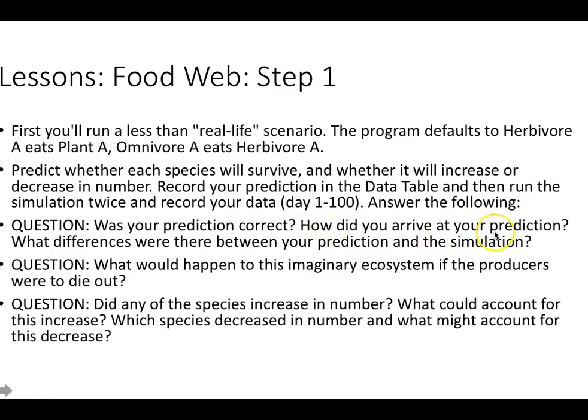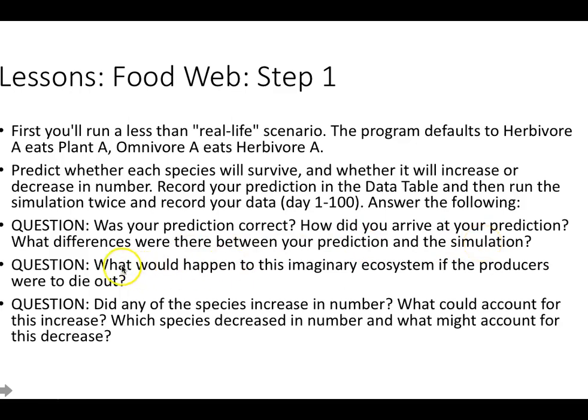How did you arrive at your prediction? That could be something like, I know that the top predator is low in number because the ecosystem can't support large numbers. All right, so were your predictions correct? How did you arrive at the prediction? What differences were there between your prediction and the actual results?